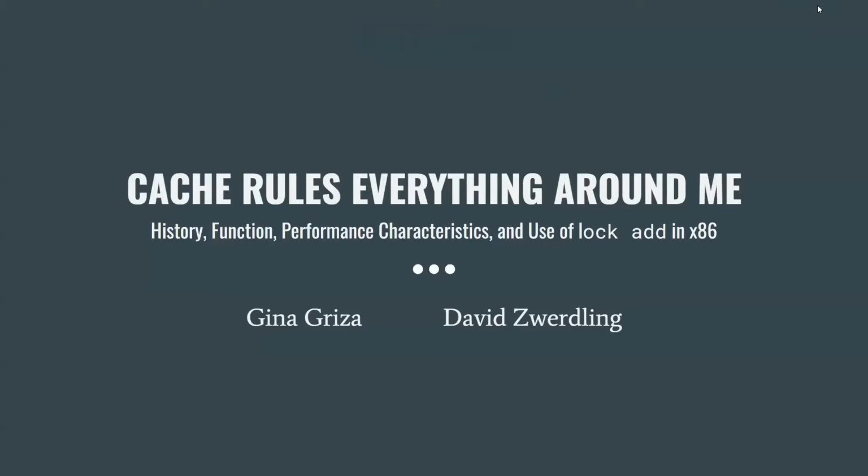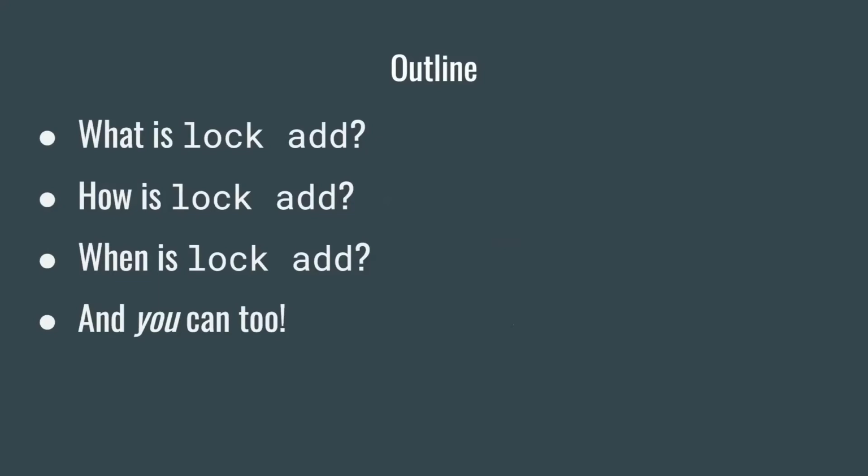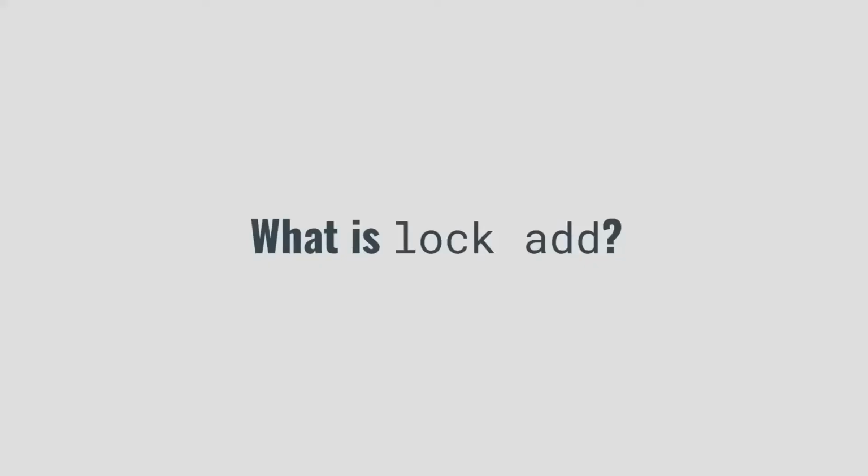We'll be talking about the atomic add function in x86 ISAs called lock-add. We're going to talk about why lock-add exists, then we'll talk about how lock-add works, and next we'll look at some performance timings of lock-add, and finally we'll look at the ways lock-add might affect programmers on a daily basis. Let's begin by talking about why lock-add exists and the problems it solves.